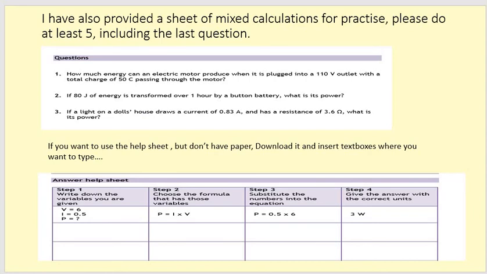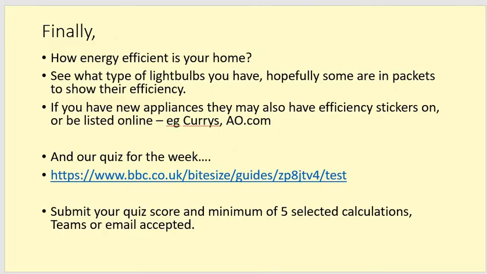And finally, how energy efficient is your home? I want you to have a look to see what type of light bulbs you've got. Hopefully you've got some spare light bulbs in the cupboards. You will have those little rainbow diagrams to show you how efficient they are. You can get an idea how many energy efficient light bulbs you have got in your house.